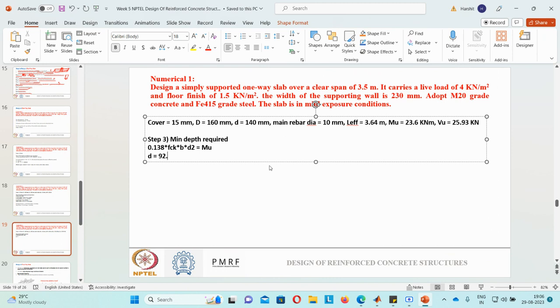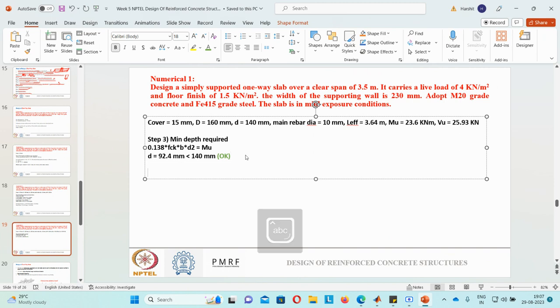So it will come out to be 92.4 mm. And what we provided was 140 mm. So it is okay. The depth that we have provided is more than what is required. Okay, so we are safe. We can proceed on with this depth. So this is the first check.